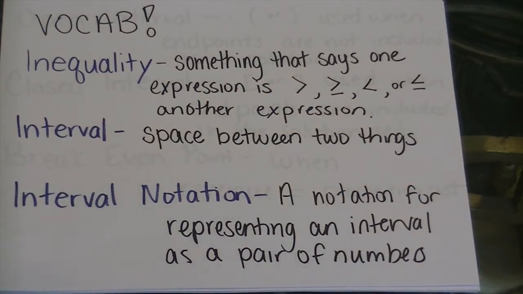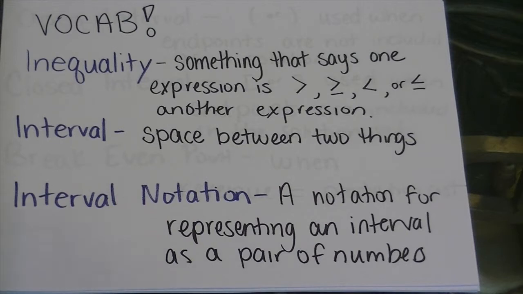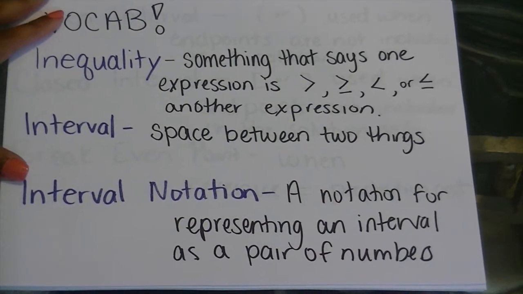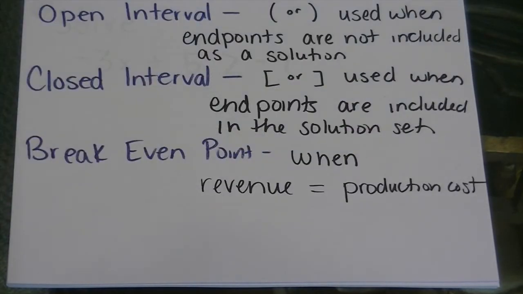I'm also going to use the word interval. Interval is just a space between two things. Mathematically, an interval could be something like 2 to 5 or 3 to infinity or negative infinity to 0. It's just the space between two things, and usually we use numbers to express that in math. Interval notation is the notation that we use to represent an interval, and we do it as a pair of numbers. So a lot of times you'll have parentheses or brackets, and they'll have numbers inside of them.